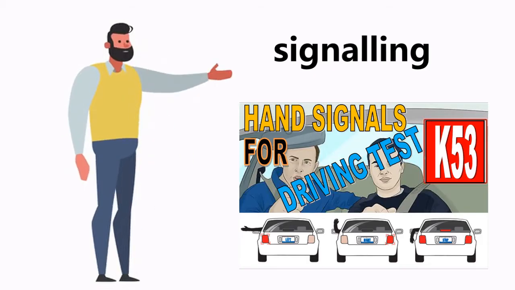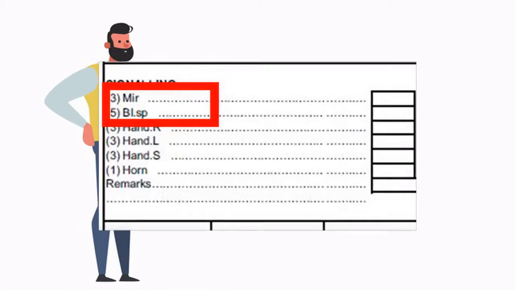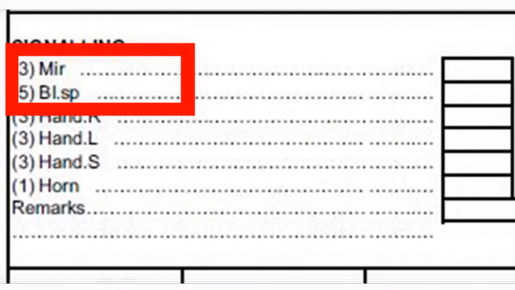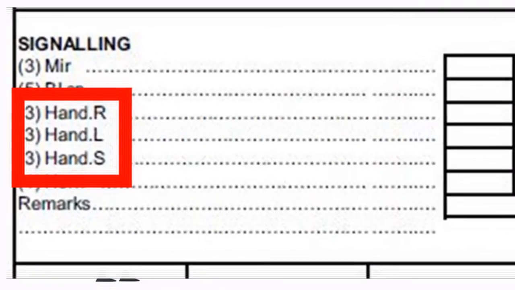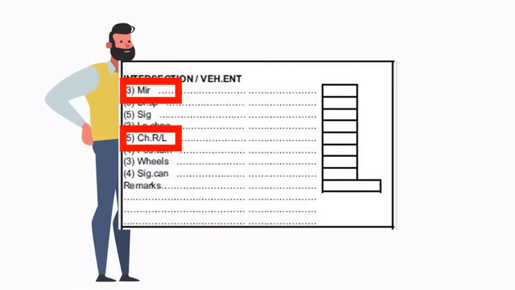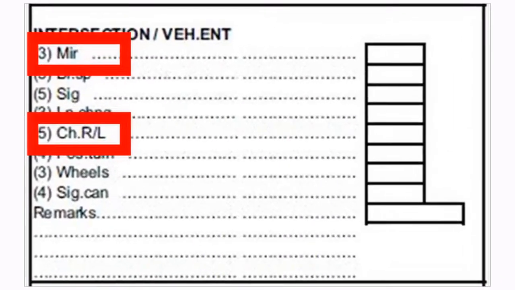Next up, signaling. When given the instruction to do a hand signal, left, right, or the hand signal of stop, and you did not do the necessary observations, like when you did not check the mirrors or did not check the blind spot, the examiner will mark at mirror, and at BLSP, mirrors will be 3 points and the blind spot will be 5 points. If you did not give the correct signal, the examiner will mark you for not giving the correct signal, that will be 3 points. Next is intersections, vehicle entrances and driveways.